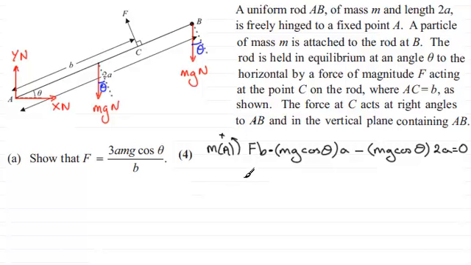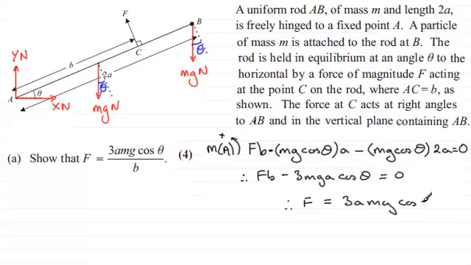So what have we got? We've got Fb, and we've got minus mga cos theta, and we've got minus 2mga cos theta. So that's going to be minus 3mga cos theta, and that's going to equal 0. So just rearranging this, adding 3mga cos theta to both sides and dividing by b gives us F equals 3amg cos theta, all divided by b, which is what we had to show. Okay?